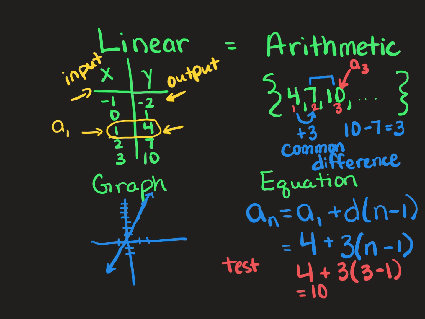If I didn't have a calculator and I wanted to do it with order of operations, I would subtract the 3 and the 1 first, because parentheses come first, so 3 minus 1 is 2. I would then multiply 4 plus 3 times 2 is 6, and then 4 plus 6 would give me the 10. I would always suggest you check your equation before you decide that you're finished.